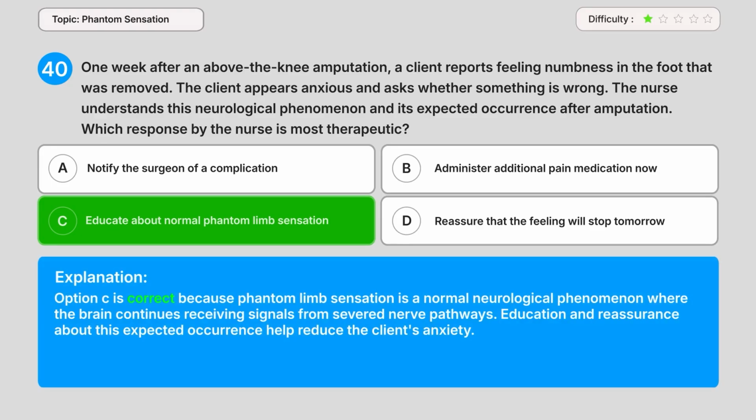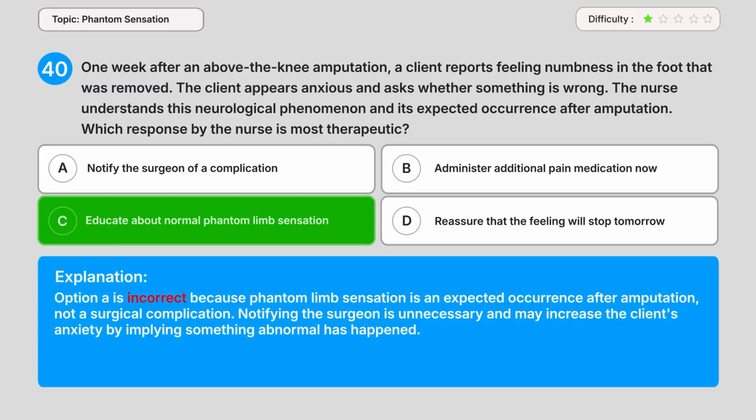Explanation. Option C is correct because phantom limb sensation is a normal neurological phenomenon where the brain continues receiving signals from severed nerve pathways. Education and reassurance about this expected occurrence help reduce the client's anxiety.